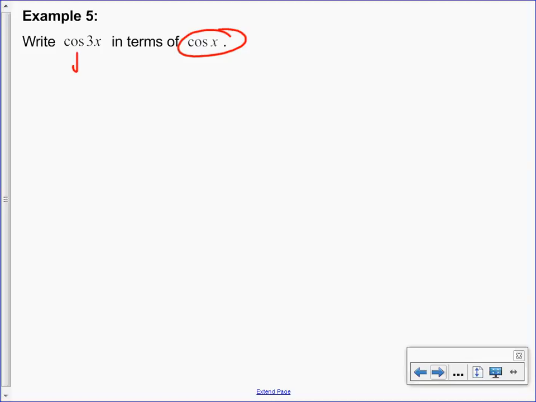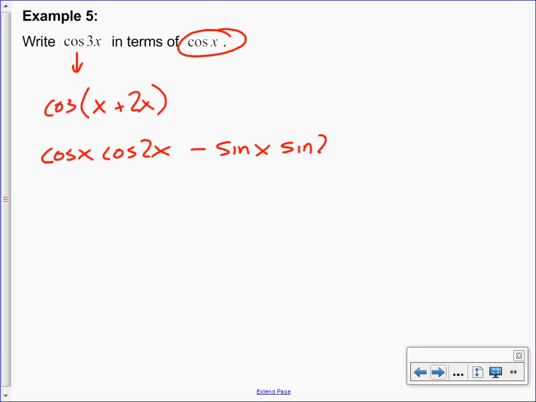Cosine of 3x is the same thing as cosine of x plus x. This is how you do the multiple ones. So we have x plus 2x. Cosine of the sum goes cosine, cosine, so this becomes cosine x cosine 2x, and if it's cosine with a plus, then it's minus sine x sine 2x. We're almost there. I need to change everything to cosine.